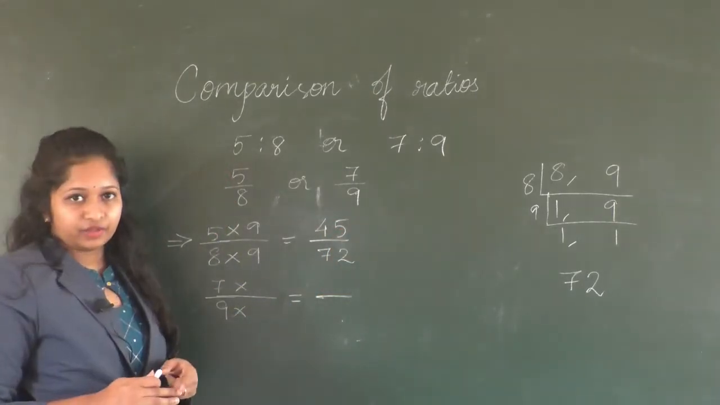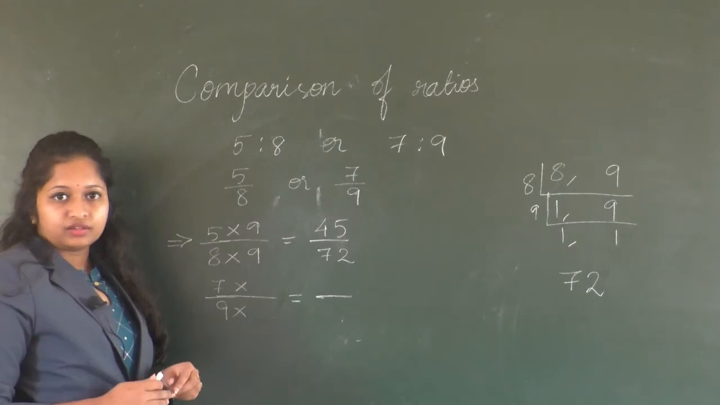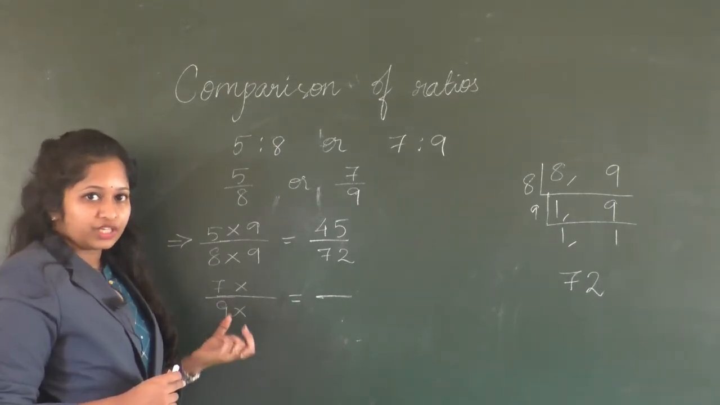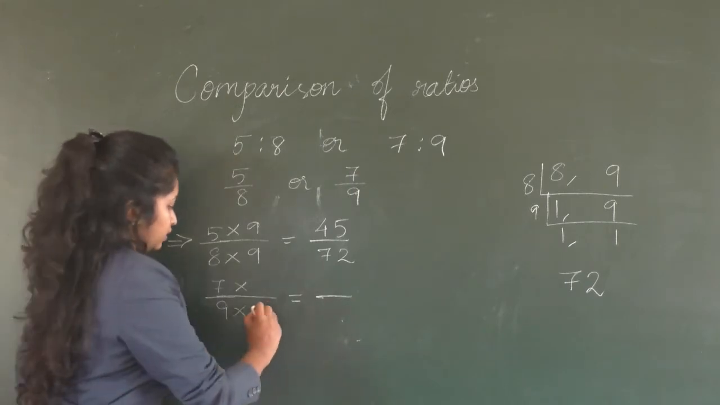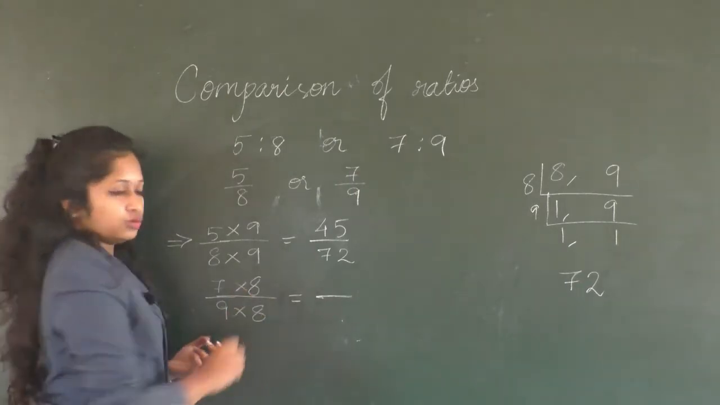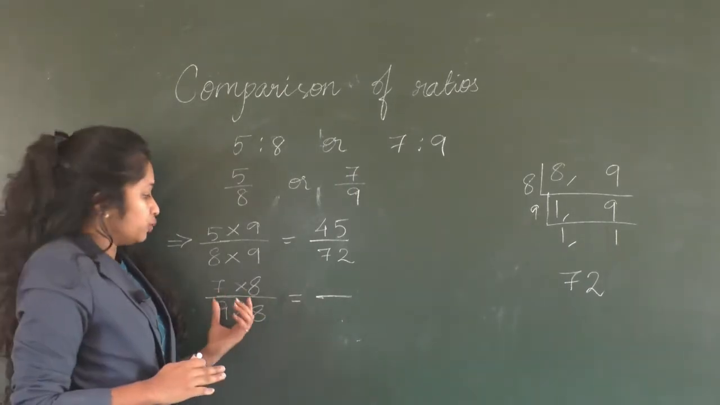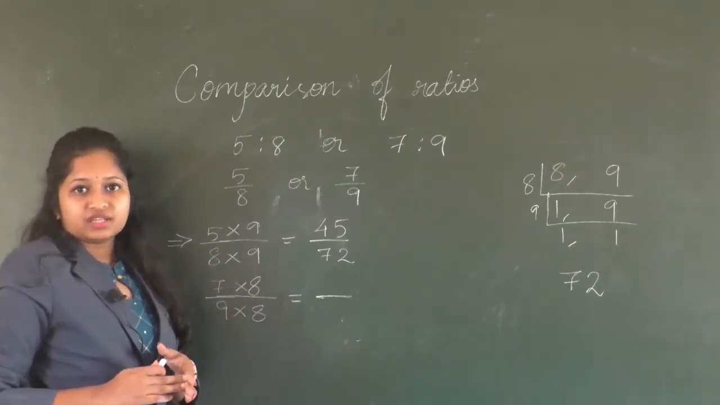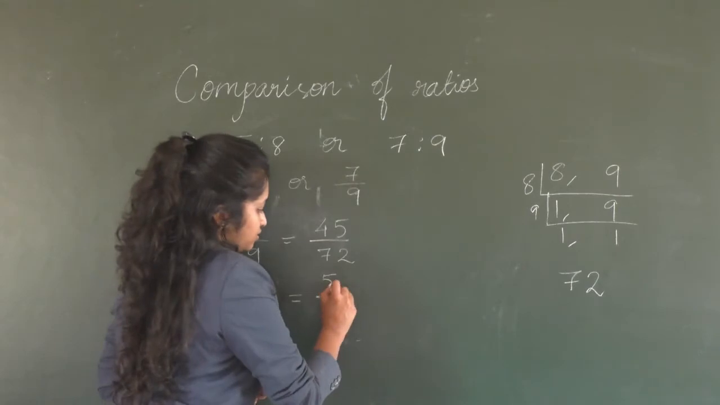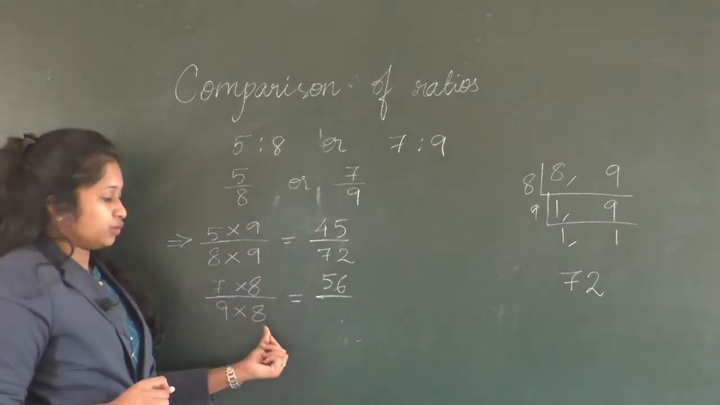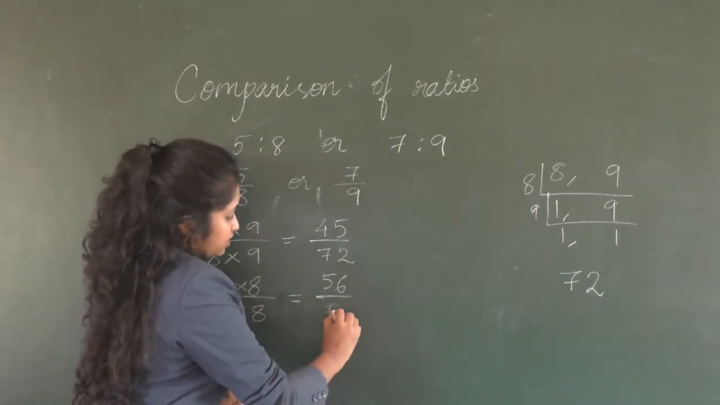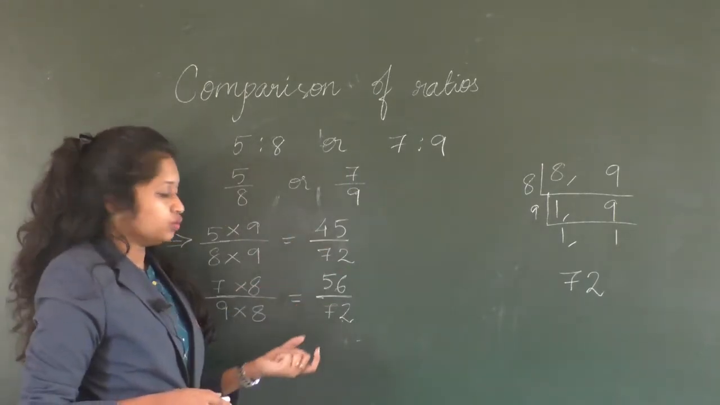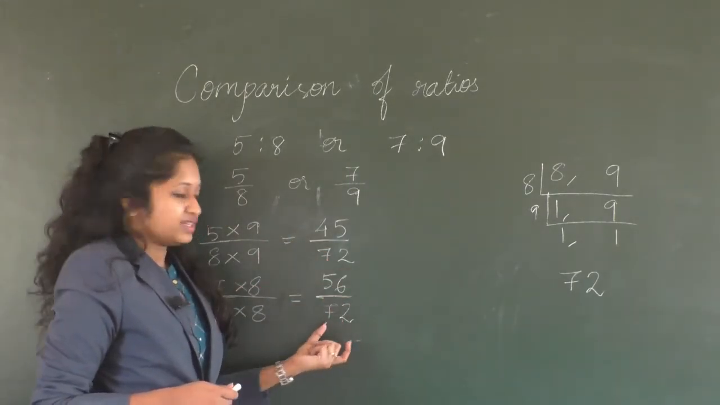Now look at the next value, which is 7 by 9. So in order to get 72 in the denominator, we should multiply the denominator by 8. So multiply the numerator also by 8. Now 7 8s are 56. And 9 into 8, we know that it is 72. Now we got 45 by 72 and 56 by 72.